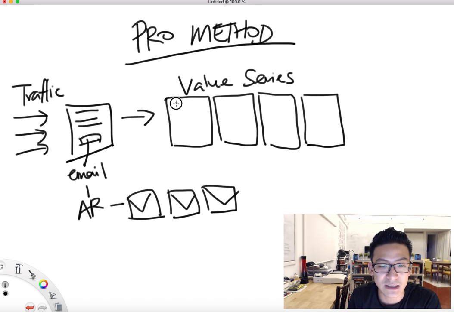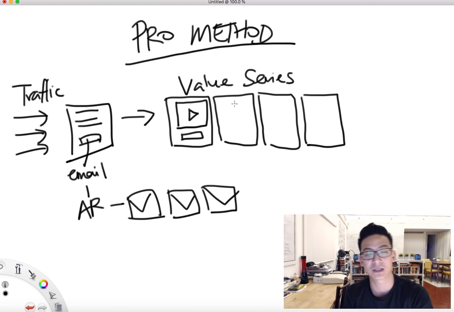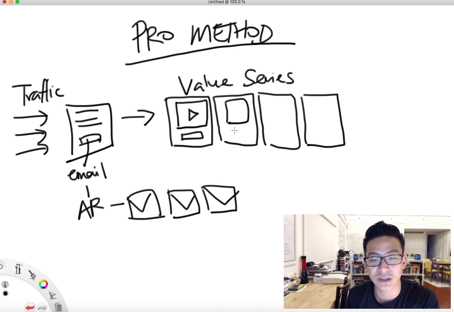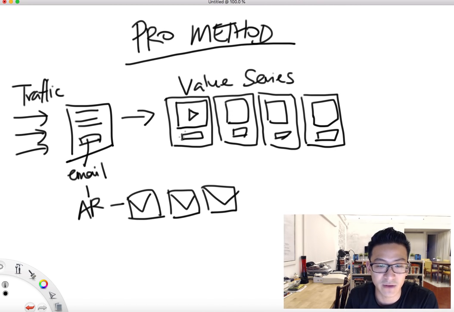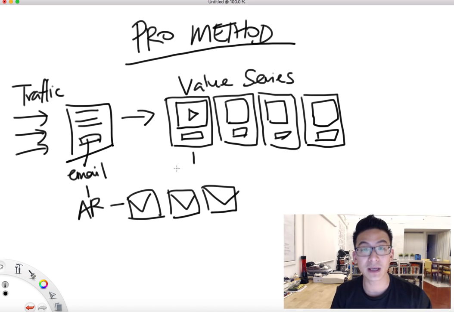Now, a value series is basically gonna look like this. It's gonna have a little video here, and then it's gonna have a button on the bottom, okay? So every page looks the same. Okay? So, let's just focus on the first one. So let's just say this is day number 1, right? So what happens is when somebody sees the value series, the first thing that they see, okay, is going to be a video of you talking a little bit more about the thing that they opted in for.